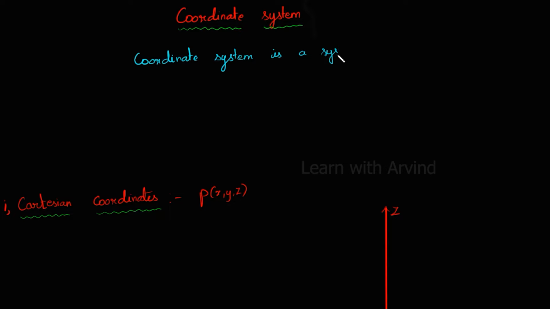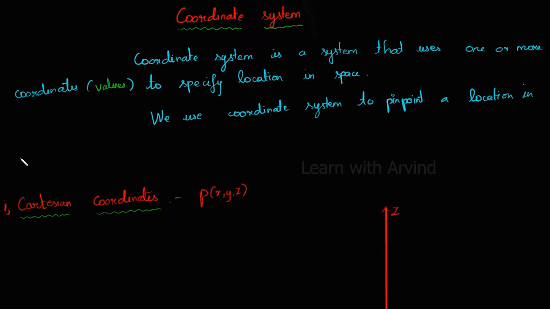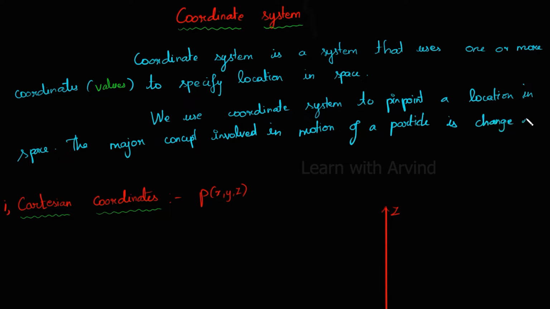A coordinate system is a system that uses one or more coordinates, which are nothing but values, to specify a location in space. We use a coordinate system to pinpoint a location in space. That is, if we are given a few numerical values, using that we can pinpoint a location in space. The major concept involved in the motion of a particle is its change in position coordinate with respect to time, which gives us velocity, and the change in velocity gives us acceleration.